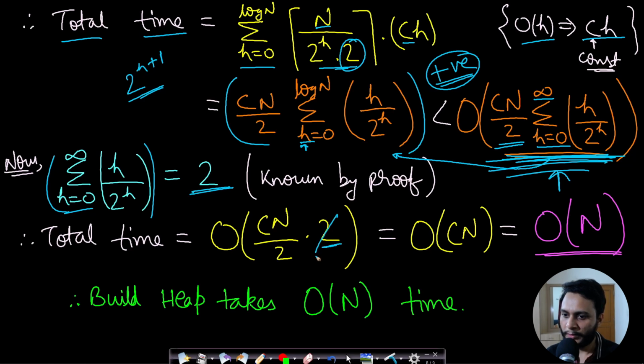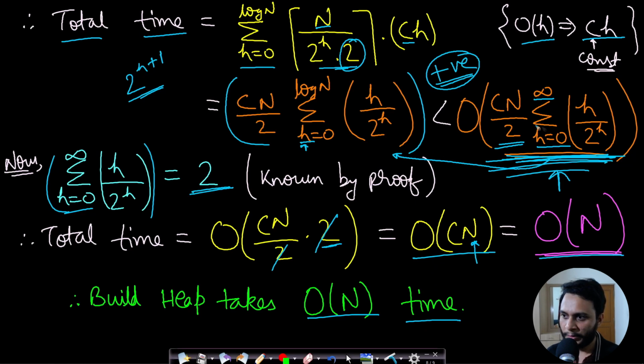Now this 2 will cancel with this 2, and this will be order of cn, and since we are calculating in terms of n, c is just a constant, so this will become order of n. Therefore, build heap takes only order of n time.